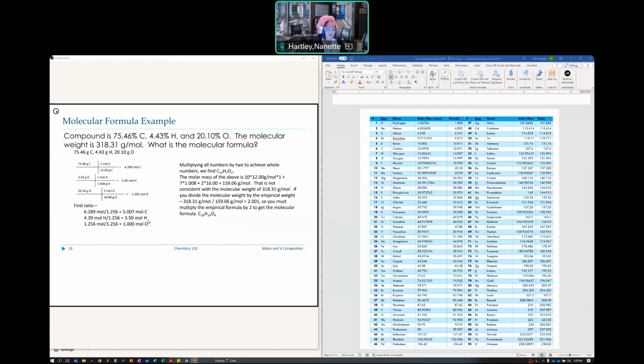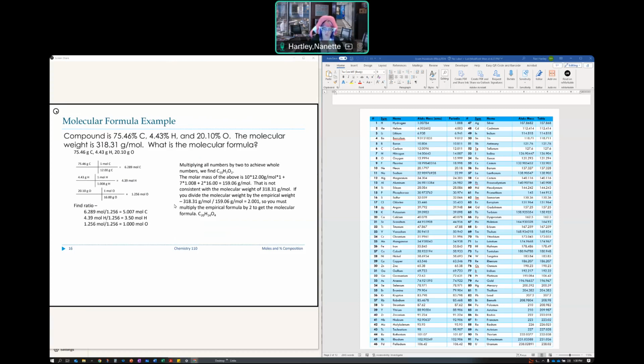The mass of the C10H7O2 is 10 times 12 plus 7 times 1.008 plus 2 times 16, which gives us 159.06. That's not consistent with the 318.31 that I got. So I can divide the 318.31 by the 159.06, and that gives me a ratio of 2. So I would need to multiply my formula by 2. So C20H14O4 would be the correct formula. So if I have an exact number, I should be able to do that.